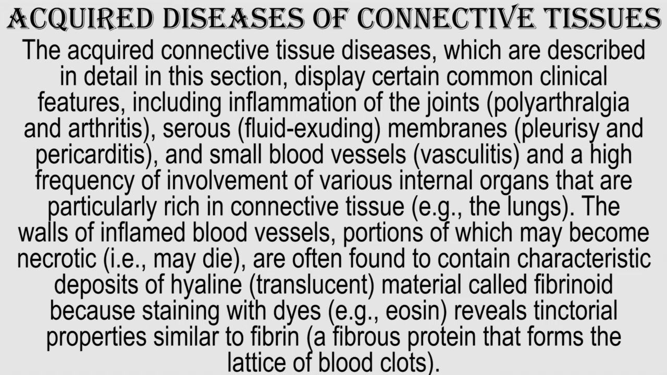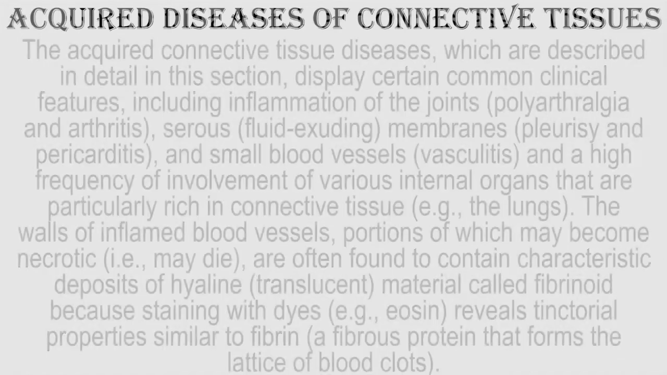The walls of inflamed blood vessels, portions of which may become necrotic, i.e., may die, are often found to contain characteristic deposits of hyaline, translucent material called fibrinoid because staining with dyes, e.g., eosin, reveals tinctorial properties similar to fibrin, a fibrous protein that forms the lattice of blood clots.